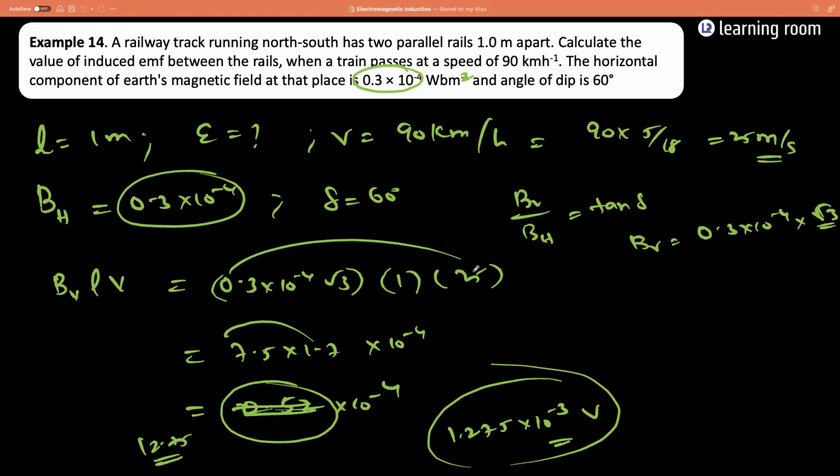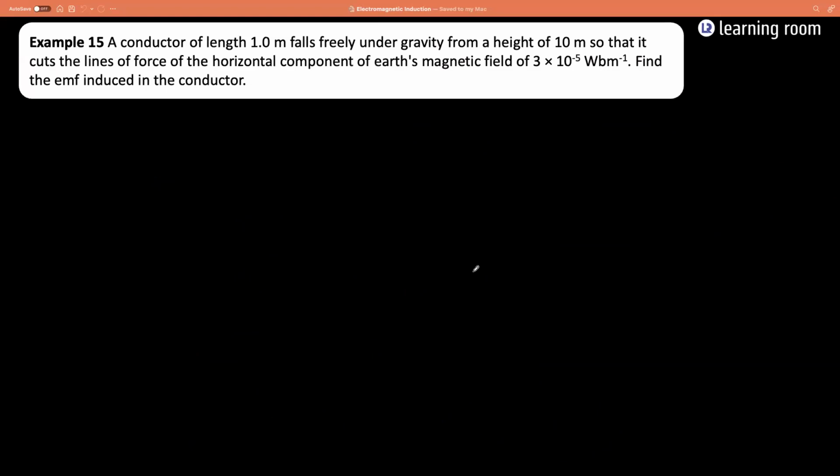Shall I proceed? A conductor of length 1 meter falls freely under gravity from a height of 10 meters so that it cuts the lines of force of the horizontal component of Earth's magnetic field of this much value. Find the EMF induced in the conductor.